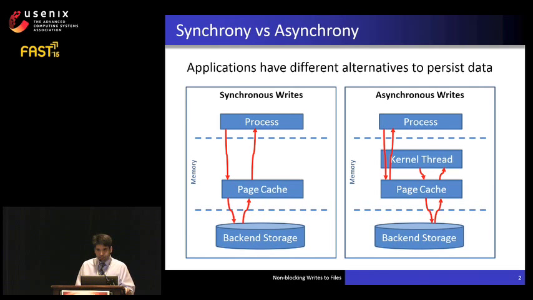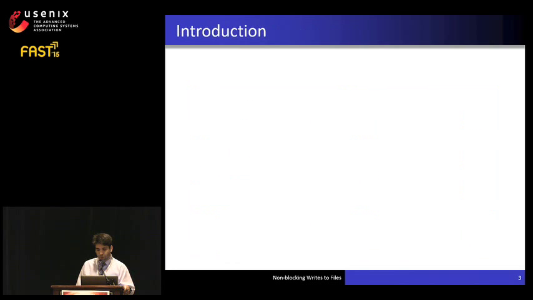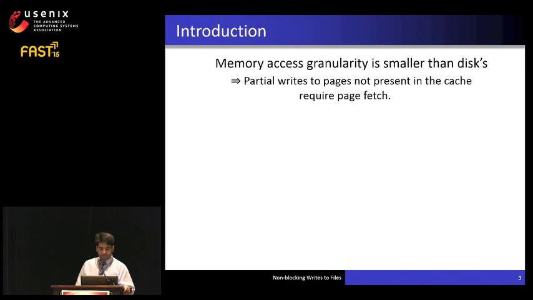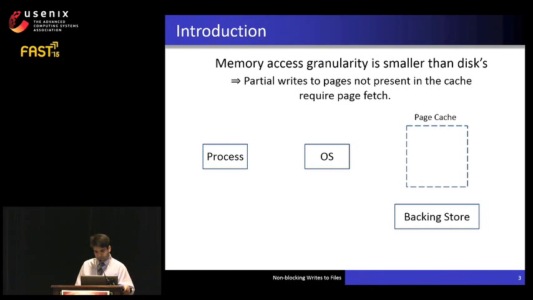When an application is using asynchronous writes, it's expecting very low latencies to write its data. But this is not always true. In some cases, memory access granularity is smaller than a disk's. This means that if a write is a partial overwrite to a page, and that page is not yet present in the cache, the write will block until that page is fetched. The following diagram illustrates this.